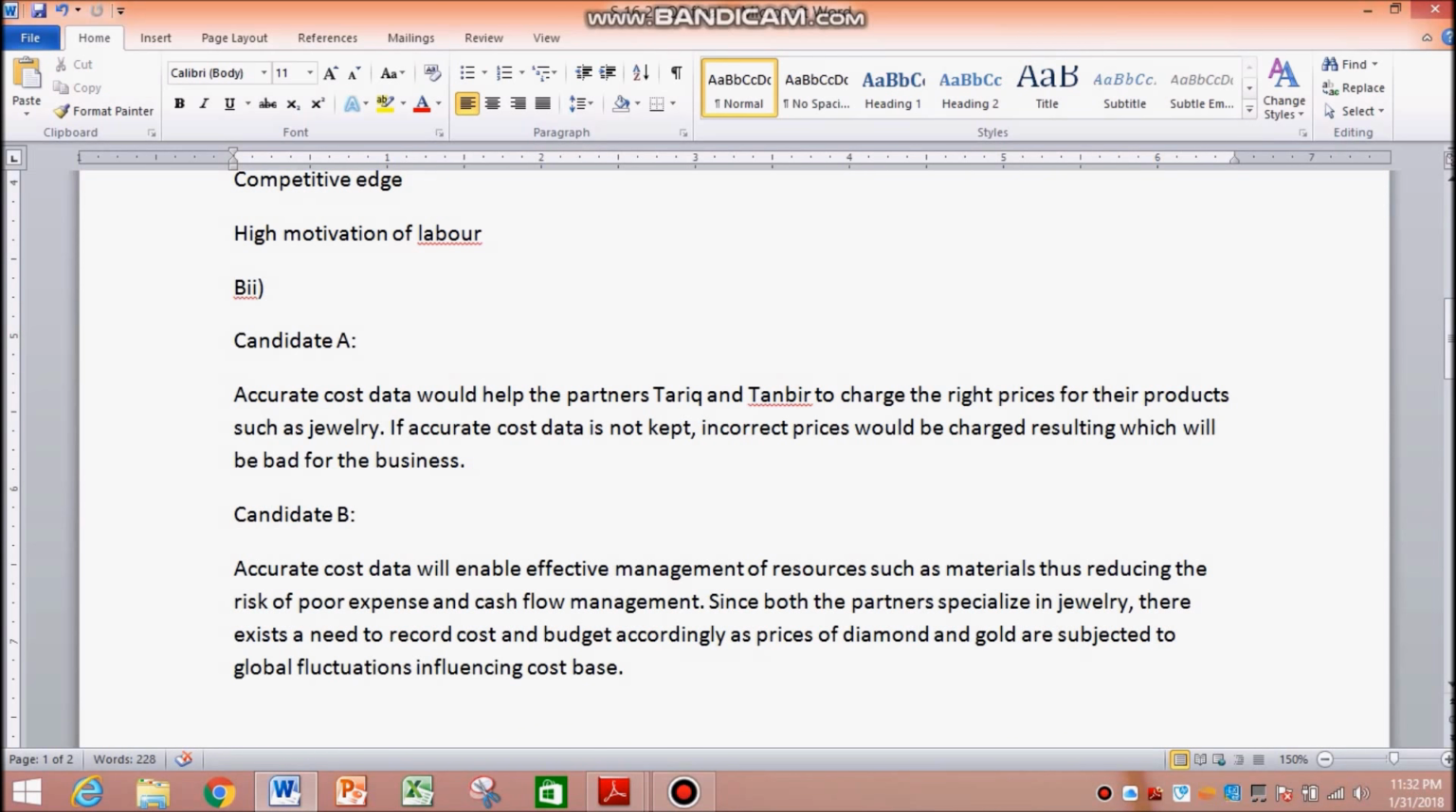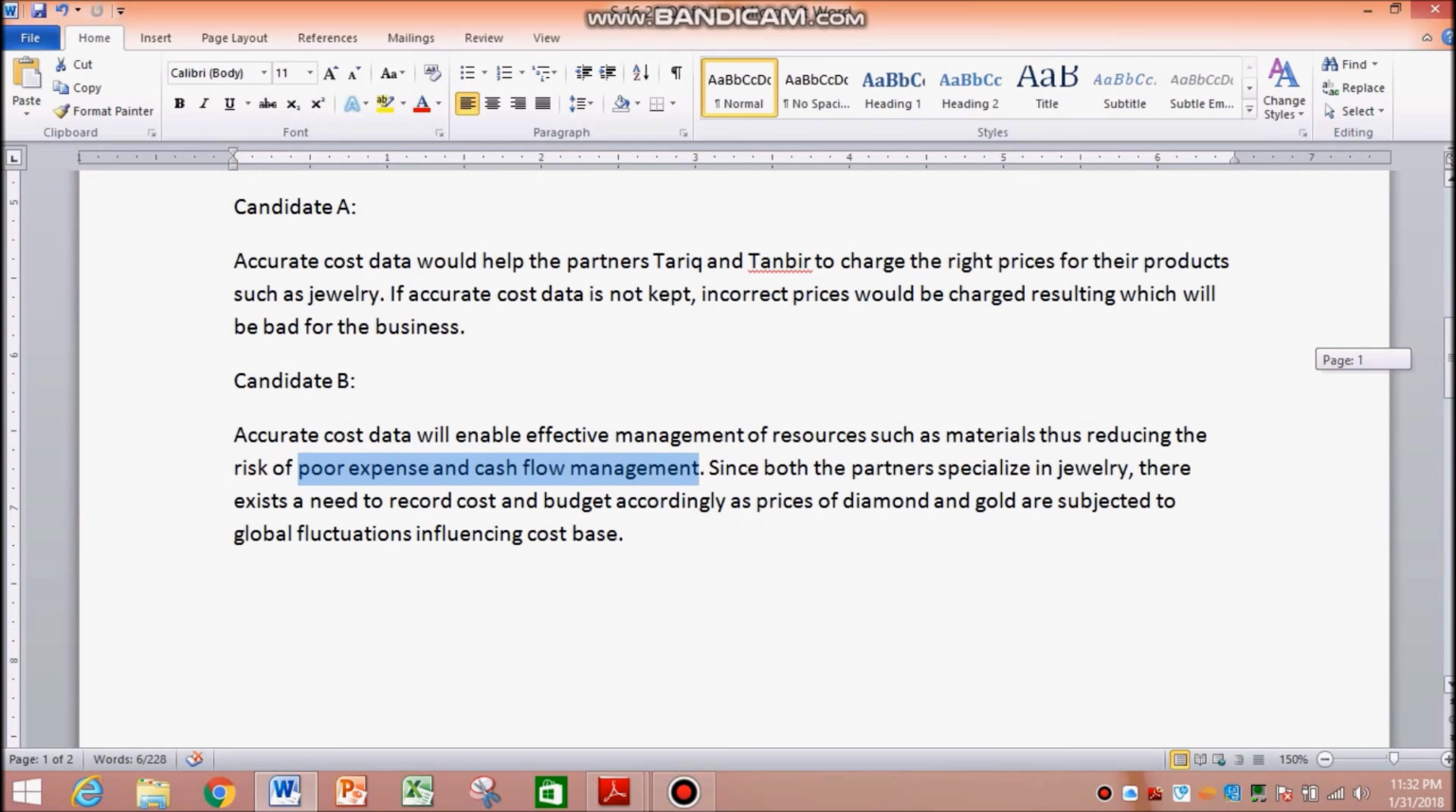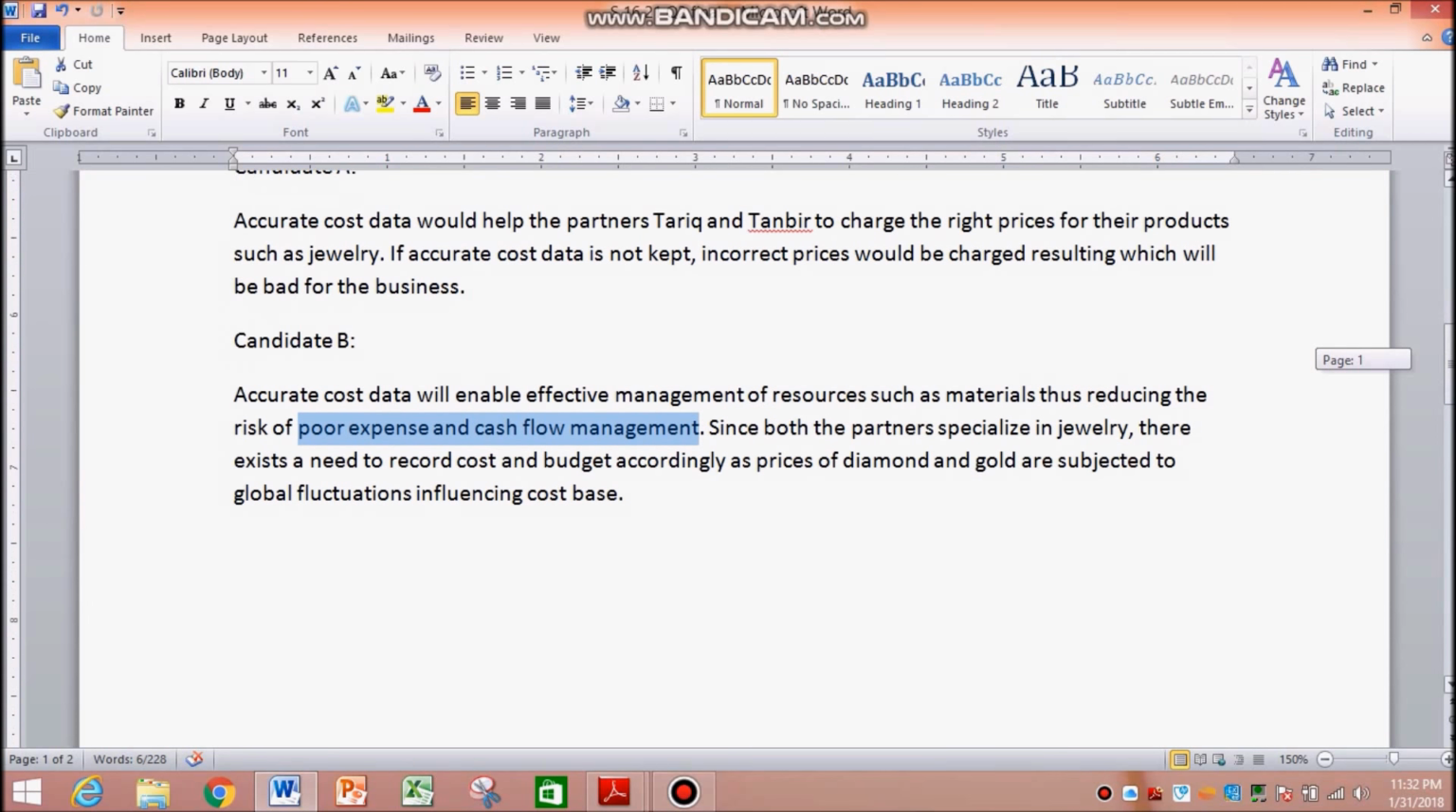Now candidate B: accurate cost data will enable effective management of resources. Excellent, that's a good point. Such as materials, thus reducing the risk of poor expense and cash flow management. So a point identified over here and then developed over here. Since both the partners specialize in jewelry, there exists a need to record cost and budget accordingly, as prices of diamonds and gold are subject to global fluctuations, including influencing cost base. Now the point has been excellent, all through because it has been applied on the scenario as well. So 3 marks for this answer.